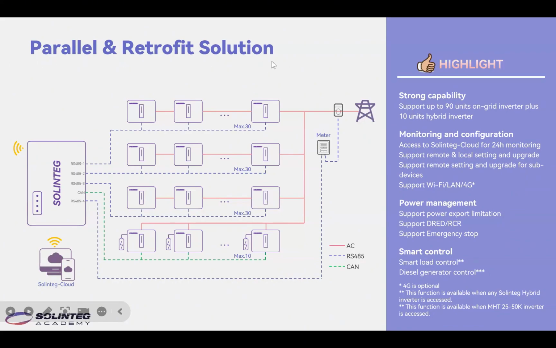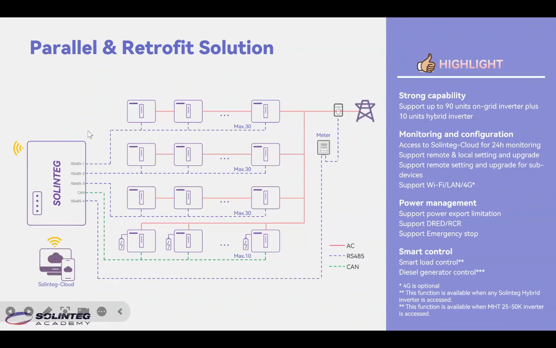Okay. Next, let's see some functionality of the data logger. The first is to provide a new paralleling function and a new on-grid system retrofit solution. Here we can see the data logger, and we have mentioned it has 4 sets of RS-485. So we can use the first 3 ports to connect up to 30 on-grid inverters in one branch. In summary, with the 3 ports we can connect up to 90 on-grid inverters in one data logger.